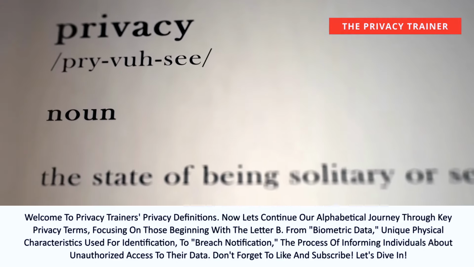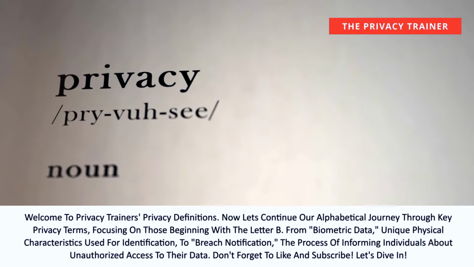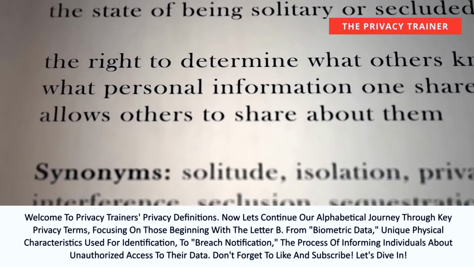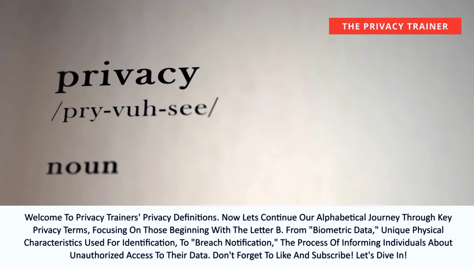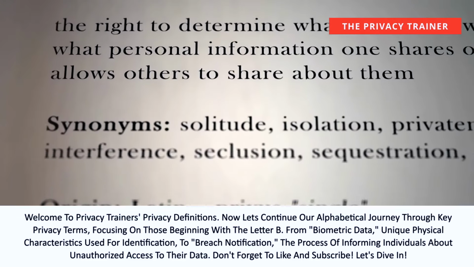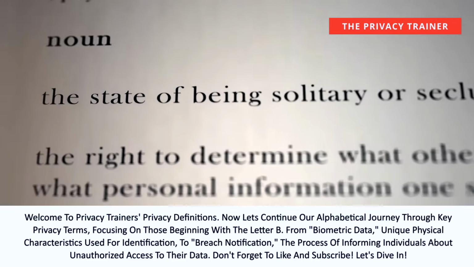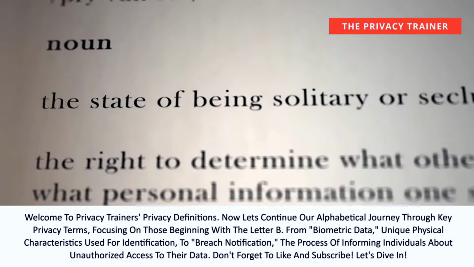Now let's continue our alphabetical journey through key privacy terms, focusing on those beginning with the letter B, from biometric data, unique physical characteristics used for identification, to breach notification, the process of informing individuals about unauthorized access to their data.